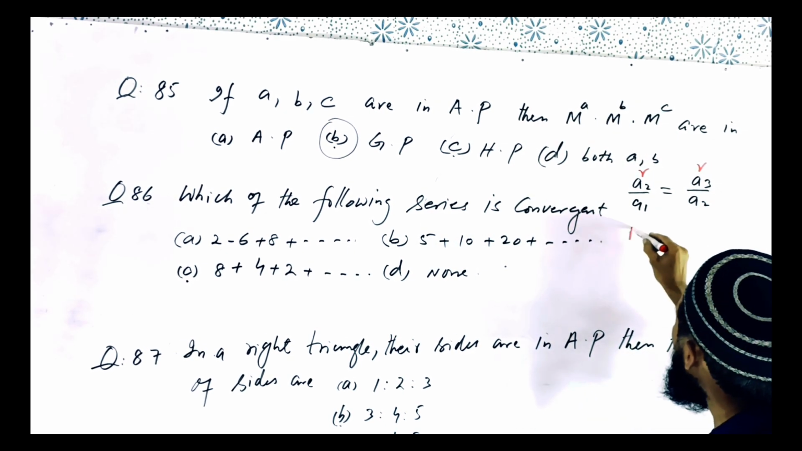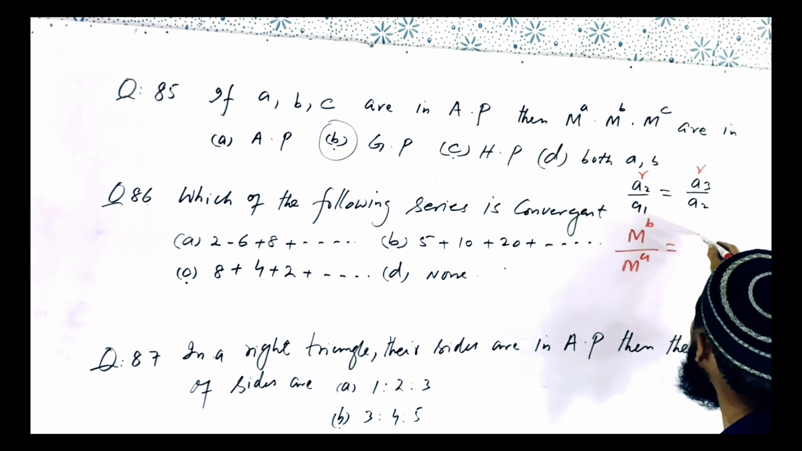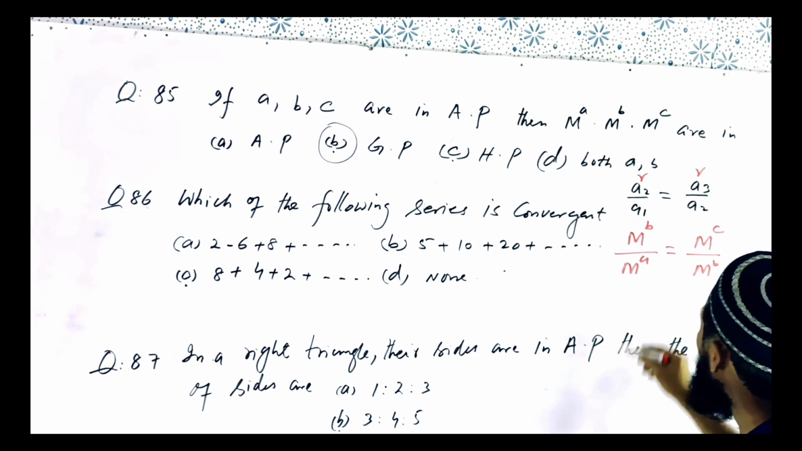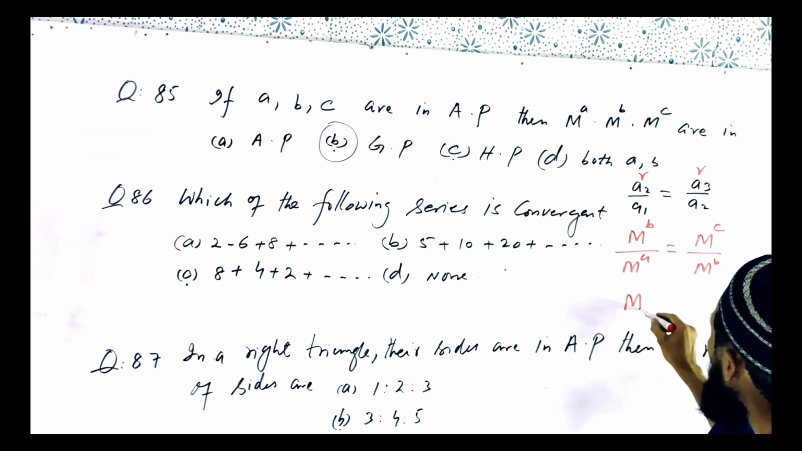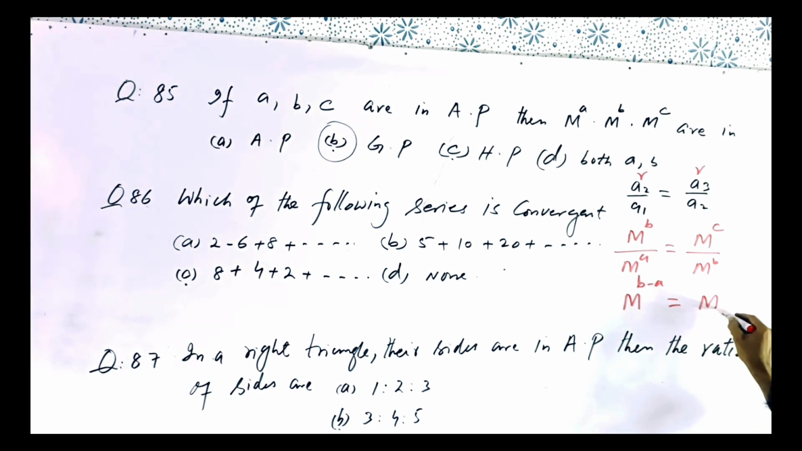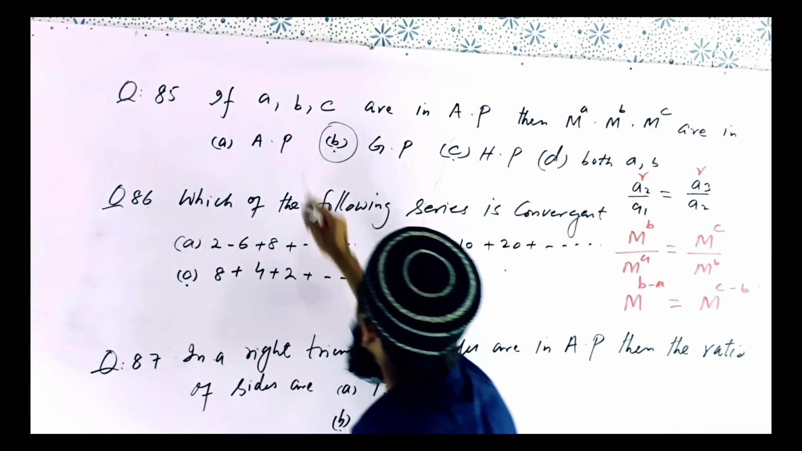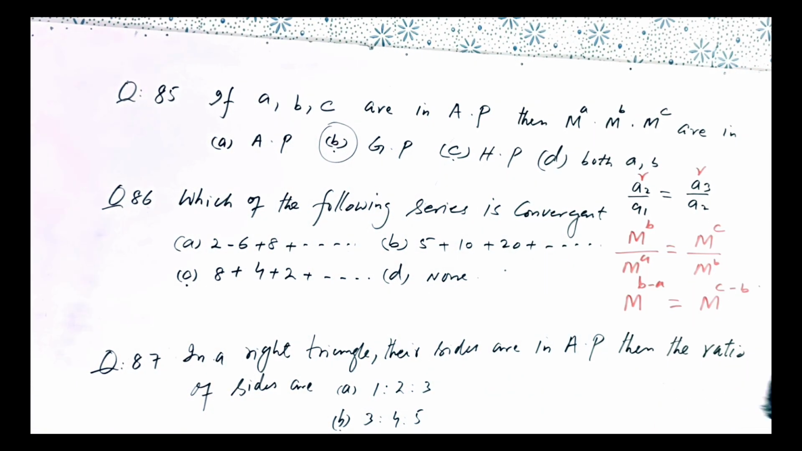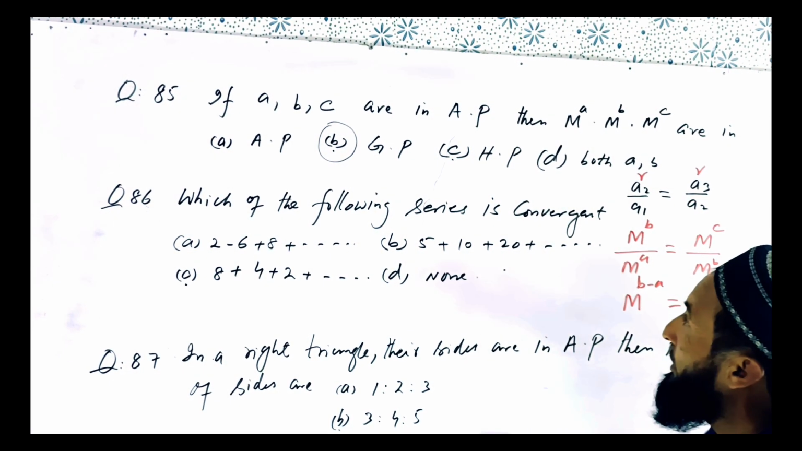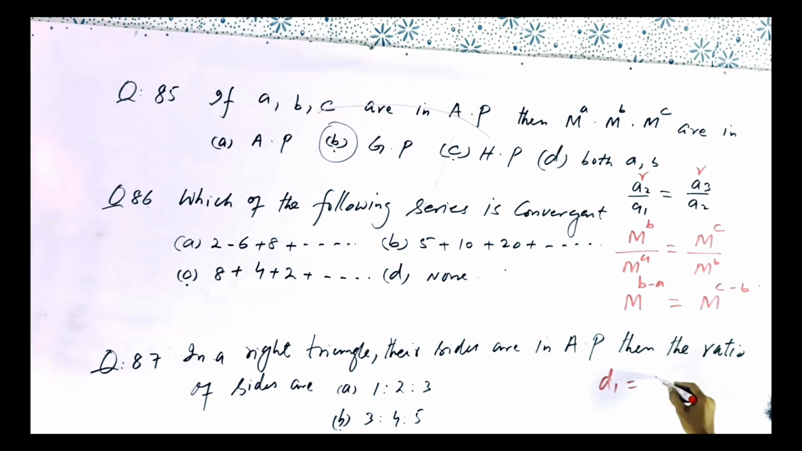If we find m power b divided by m power a, it is equal to m power c divided by m power b. Here we can write, subtracting the powers, m power b minus a is equal to m power c minus b. Look here, they are in arithmetic progression, so we get c minus b and b minus a. They are in arithmetic progression, so d1 is equal to d2.